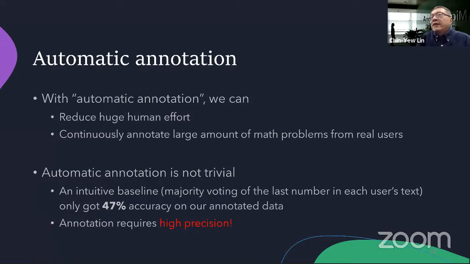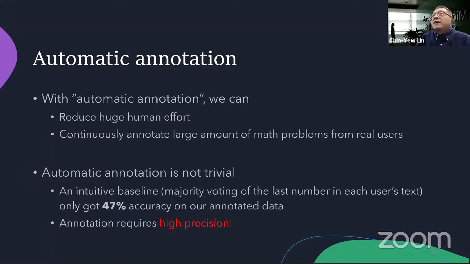But this is non-trivial, as I said. You can have a very simple algorithm to do it. For example, you go to the forum and find the last number in each user's answer. Then we take the number that is the most common, the majority number that the users agreed on, as the correct answer. Using this very simple naive approach, we verified that you can find about 75% of the answers correct. If you take 1,100 questions, 74% of them are correct.